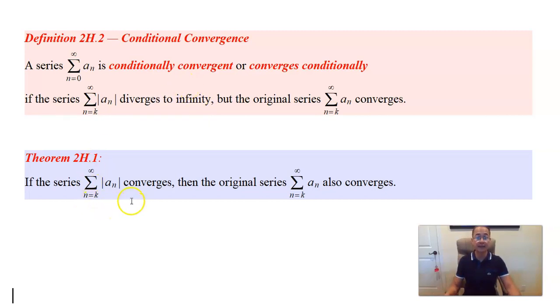And another great thing is that if you can test your series for absolute convergence and it passes, you find out that it's absolutely convergent, then you don't have to bother testing the original series. It will also converge. All right, so with that, let us go and see what the ratio test says.